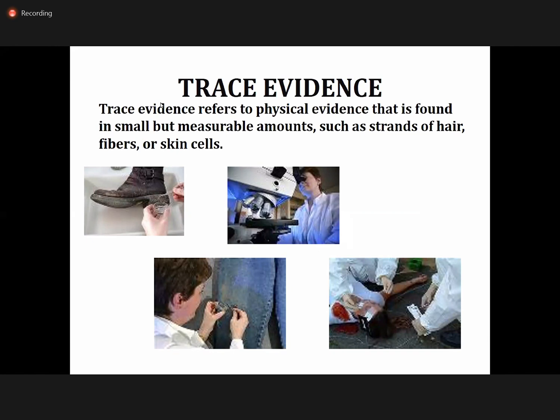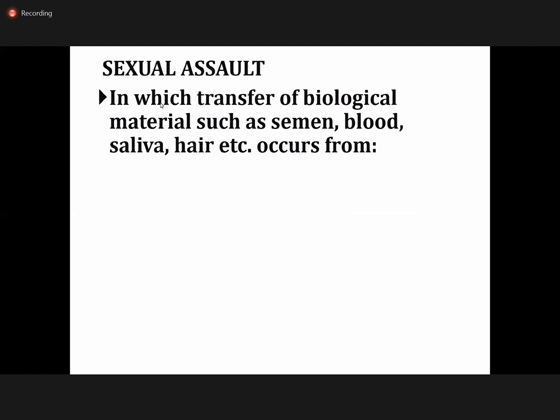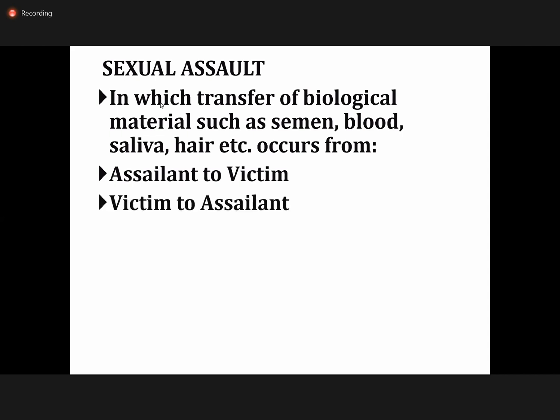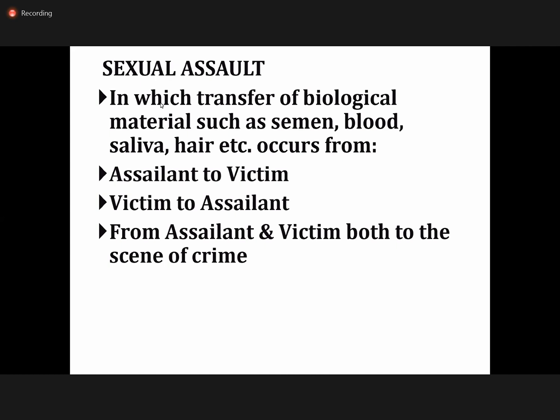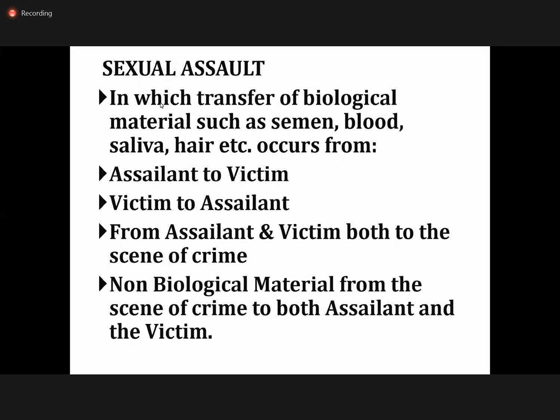Trace evidence refers to evidence found in small measurable amounts, such as strands of fibers or cells at the crime scene, a means to locate the person. In case of sexual assault, this is very important. There is a transfer of material, semen, saliva, hair, from one to the other. This trace evidence is of importance. It is applied in cases of sexual assault where you can locate the assailant or the victim, both the assailant and the victim, to the scene of the crime. Also non-biological material at the scene of crime.